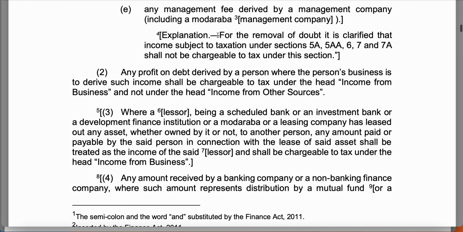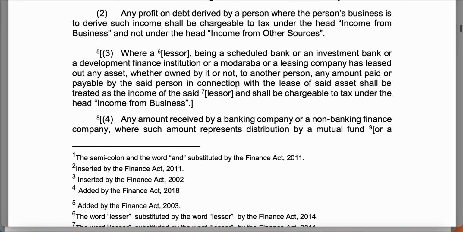Now, the management companies, meaning asset management companies or other management companies, are providing services of advising, and under which head should their income come? So it will come under income from business, any management fee derived by a management company, etc. Similarly, any profit on debt derived by a person, where the person's business is to derive such income, shall be chargeable under the head income from business, and not under income from other sources. So if he or she is doing business, then they have to do it under this head.